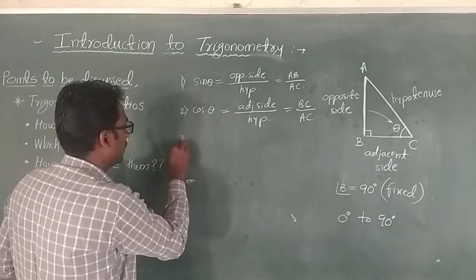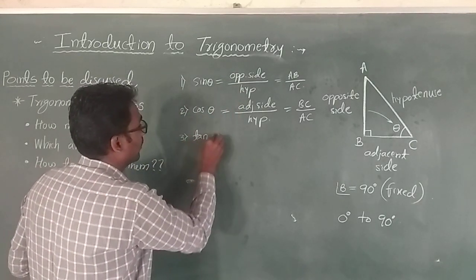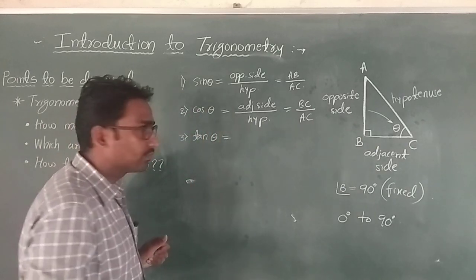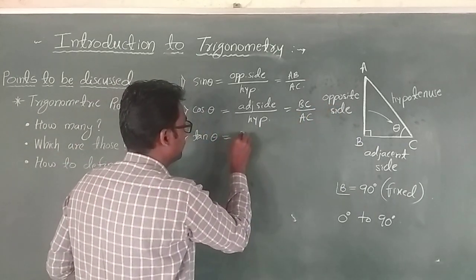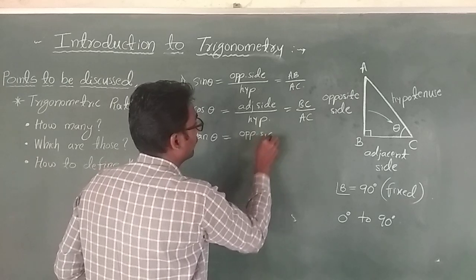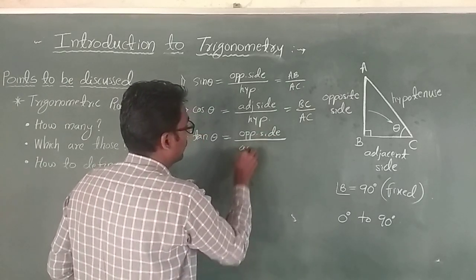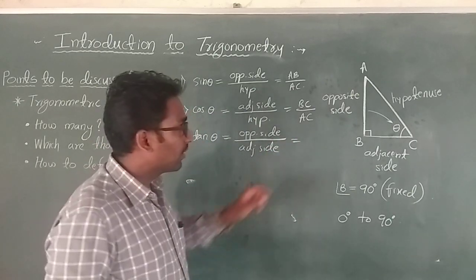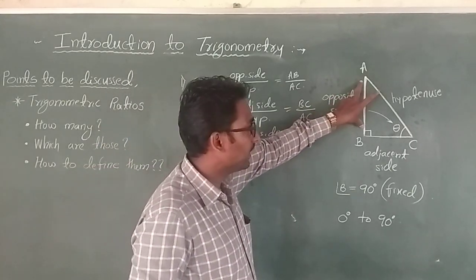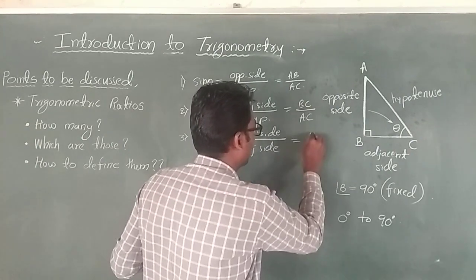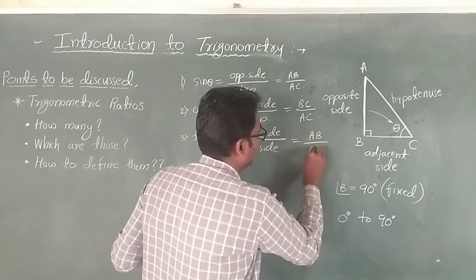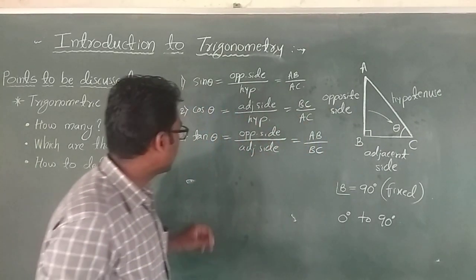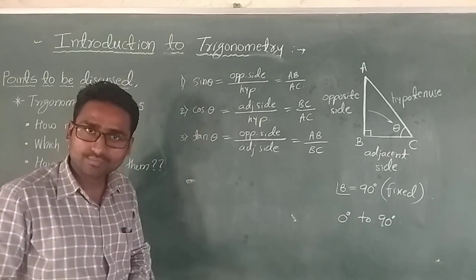Therefore, tan theta is equal to opposite side by adjacent side. Now in the figure, AB is the opposite side and BC is the adjacent side. So AB by BC is nothing but the tan function.